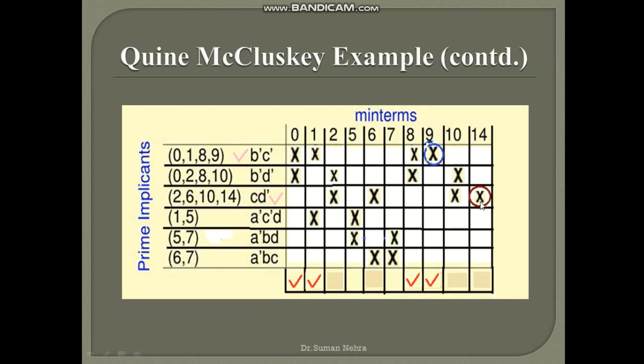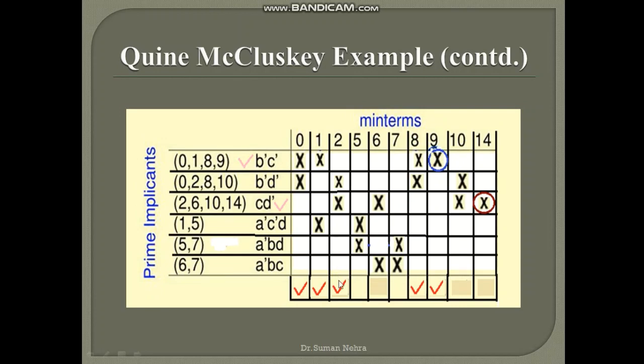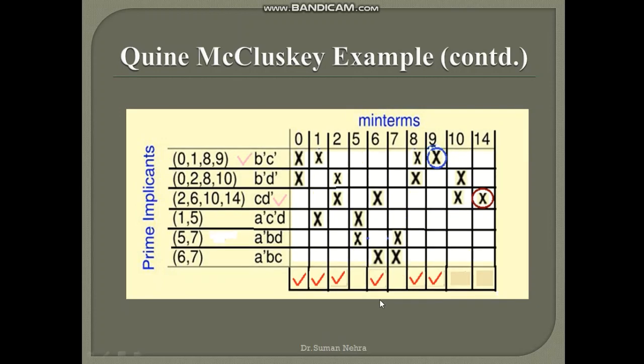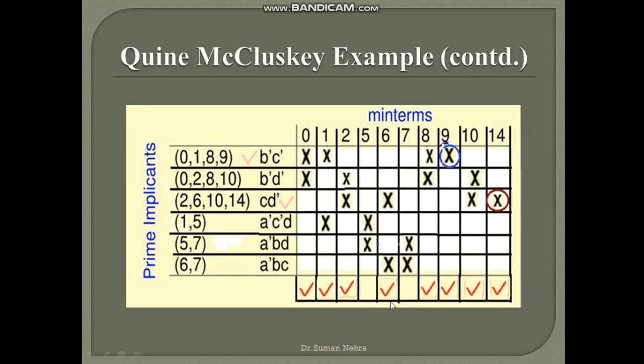So now for the 14 column. Now there is a single cross in the 14th column. For the 14th column, the pair is 2, 6, 10 and 14. So now we will put a tick mark below the 2 minterm, 6th minterm, 10th and 14th minterm. Here we will put a cross mark below the 2 minterm, 6 minterm, 10 minterm and 14 minterm.